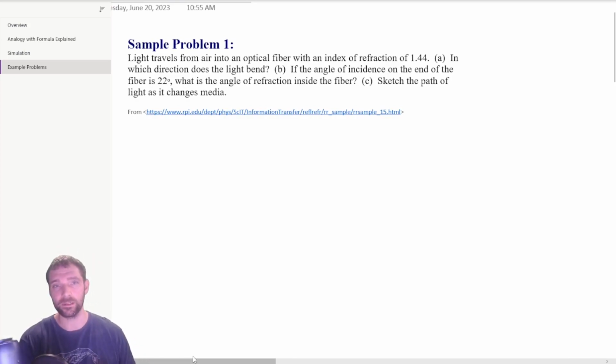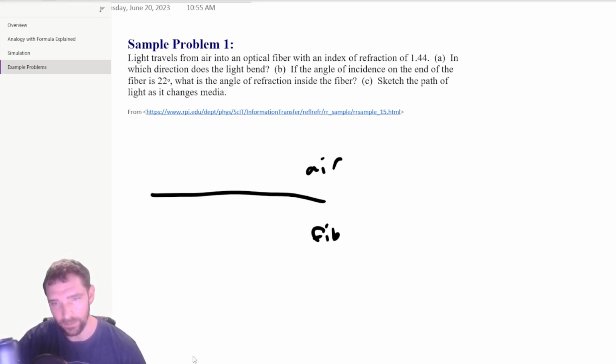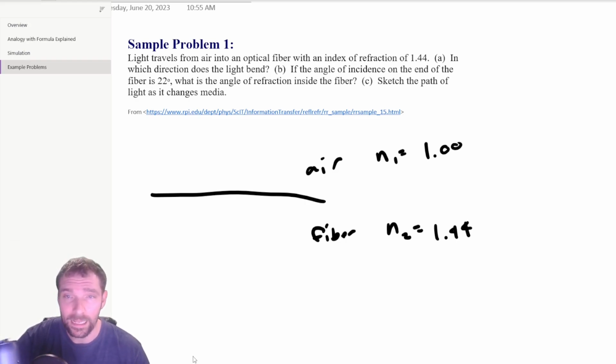So if we look at the sample one problem, basically we have some light that's going to be going from air to this fiber optic. And there's a difference in density here where we've got the air, maybe that's N1 or NA, if you want to do NA and NF. So N1 for air is just a value of 1. The default is 1, so when we have air, it's just got this 1. But for the fiber, that has a value of 1.44. So this is more dense, and it looks like there's some light that's going to be bending.